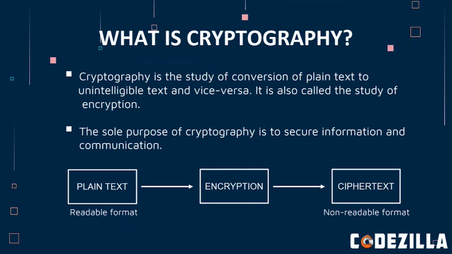Cryptography is the study of the conversion of plain text to unintelligible text or gibberish as mentioned earlier. It is also called encryption. The diagram here shows the process of cryptography. As we see, the plain text is encrypted into a ciphertext. Don't be frightened by the number of new terms. Let's take some time to dive into these terminologies and find out the meanings.